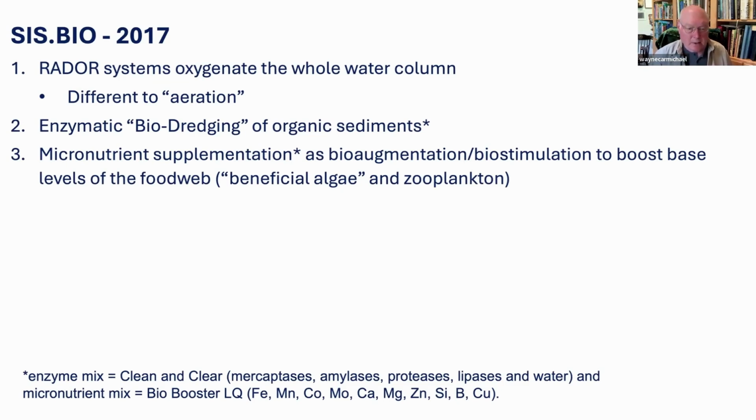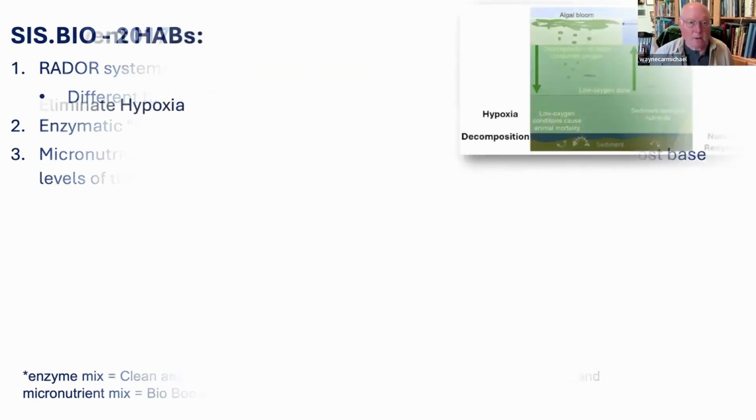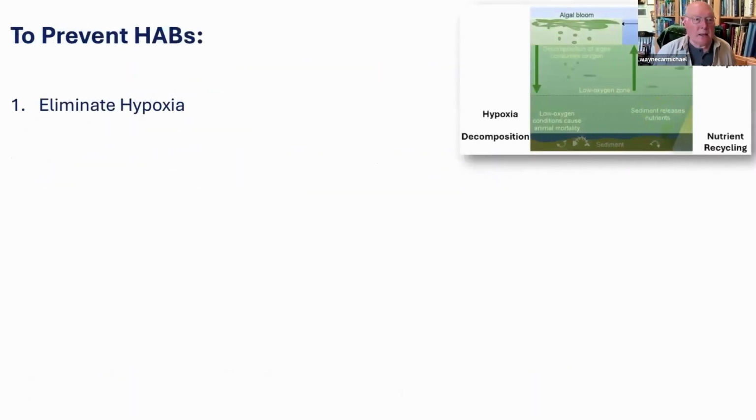That enzyme mix is an enzyme mixture composed of mercaptases and amylases and proteases, and the micronutrient mix of micronutrients like iron and manganese and cobalt. So these three methods combined allow this company to show some fairly effective remediation and prevention in lakes and even reservoirs. So I'm going to use these three methods and show you examples that utilize these methods for the rest of this talk. So let's look at eliminating hypoxia.